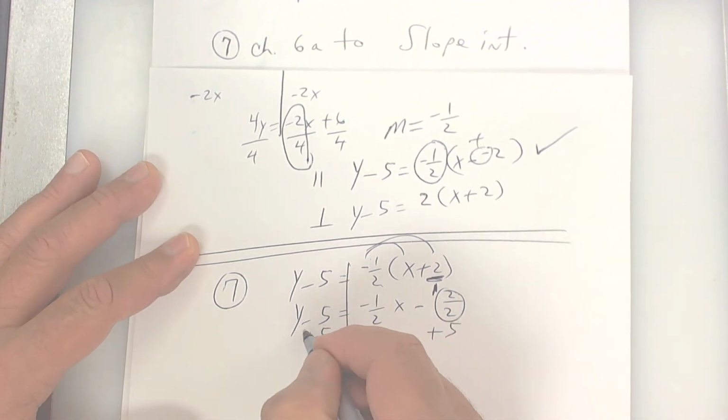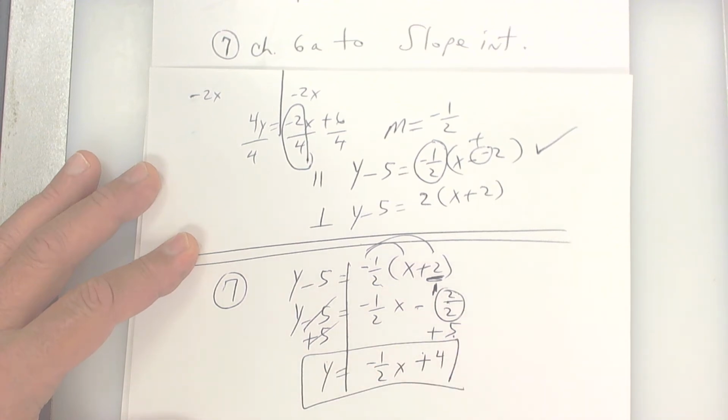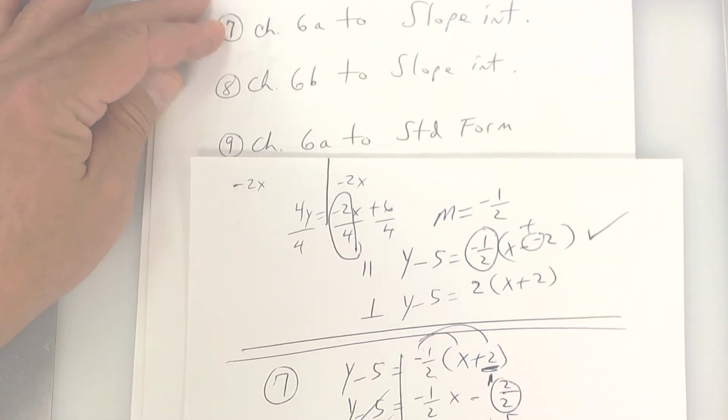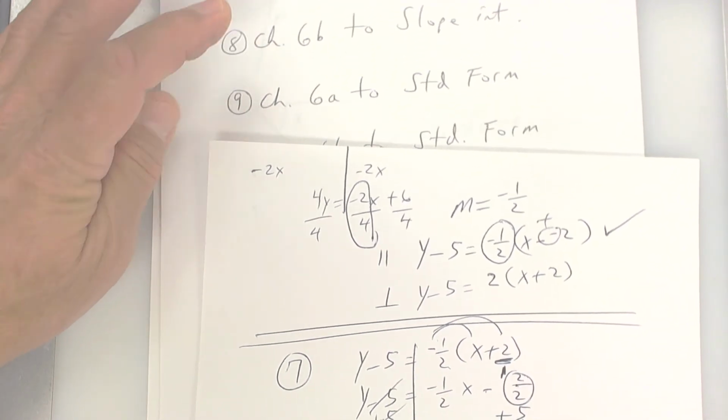You're going to add 5. So y equals negative 1/2 x. And then 5 minus 1 is 4. So that's going to be plus 4. And that's it. That's called slope-intercept form. 6b is slope-intercept form. Works the same way.